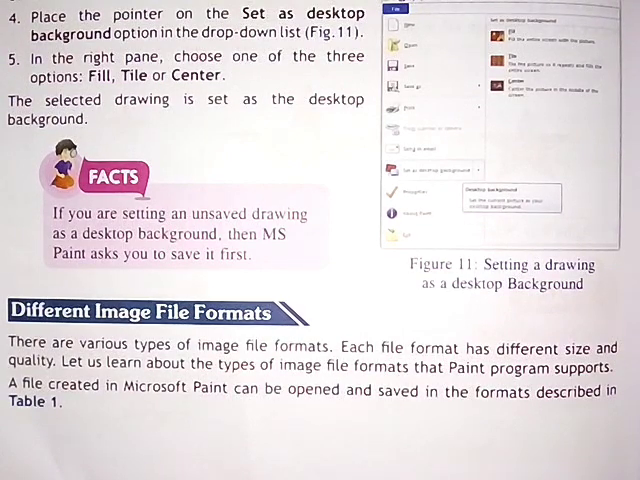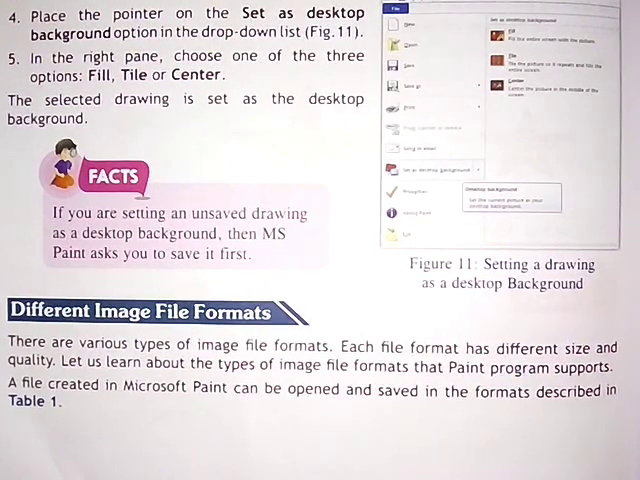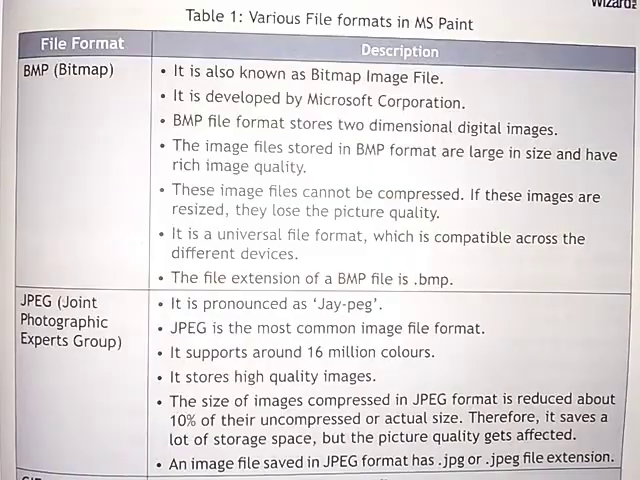There are various types of image file formats. Each file format has different size and quality. Let us learn about the types of image file formats that Paint program supports. A file created in Microsoft Paint can be opened and saved in the formats described in Table 1.